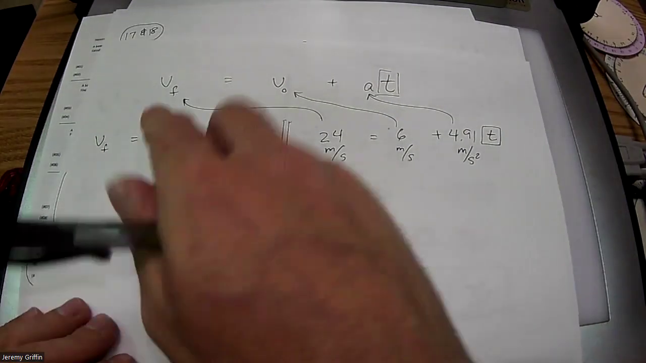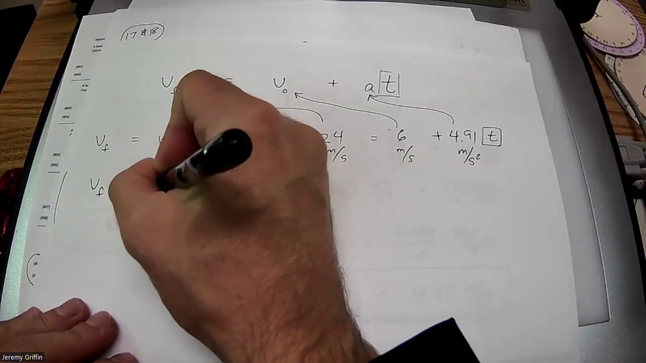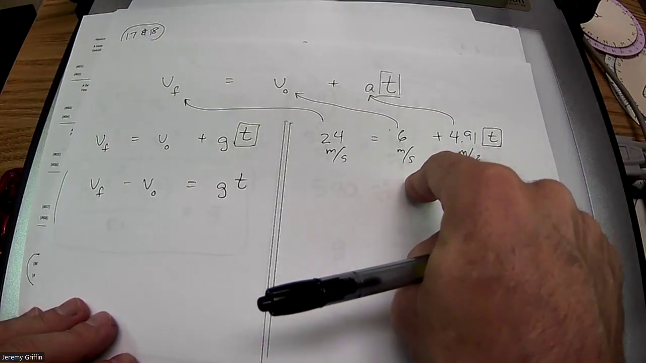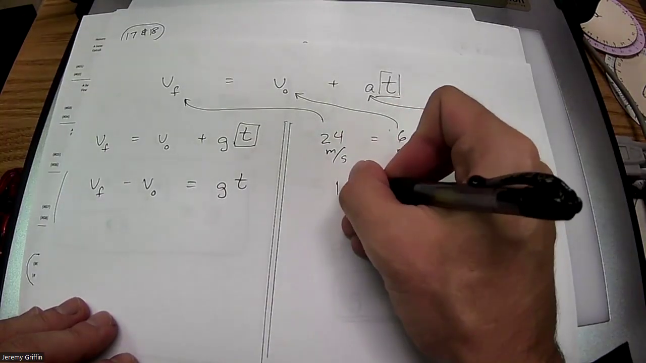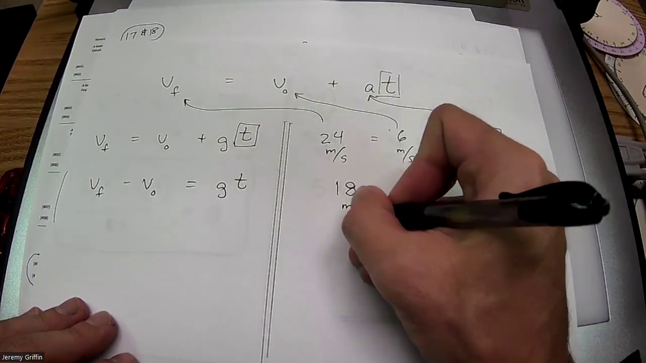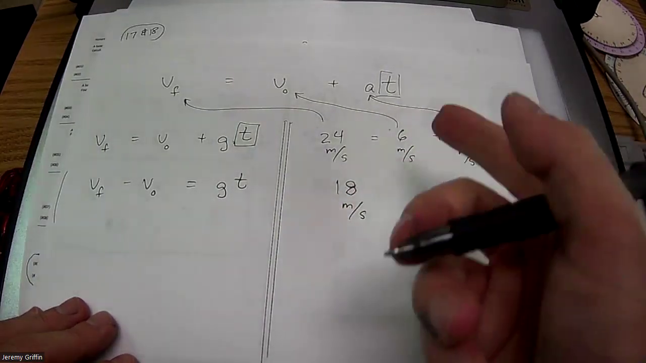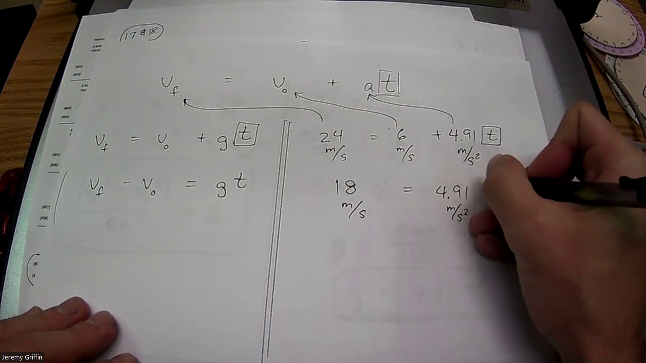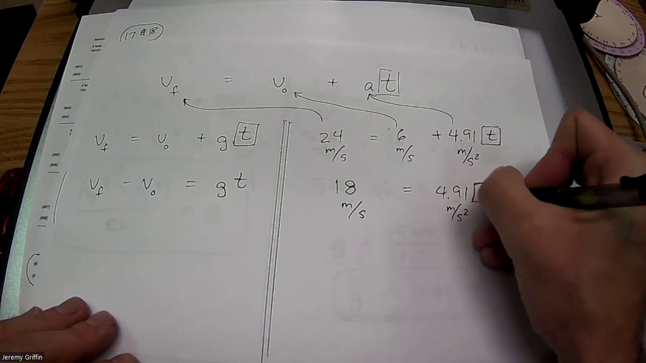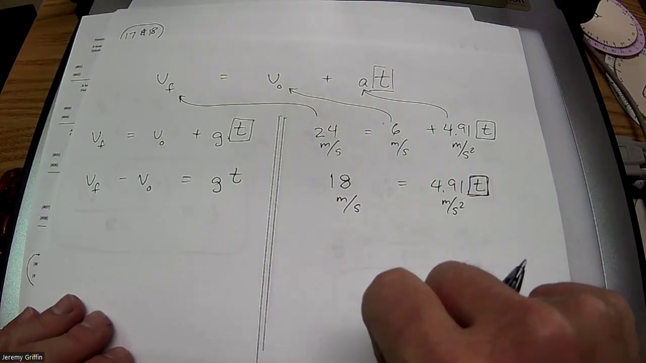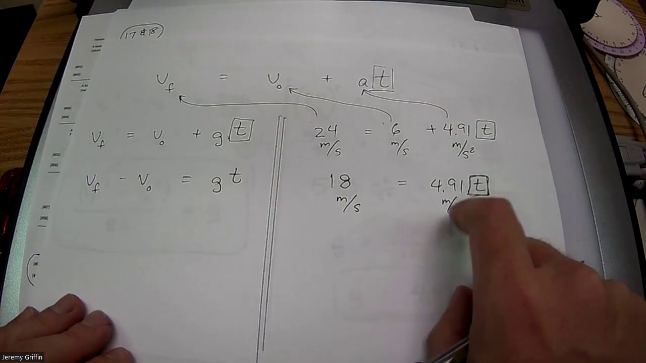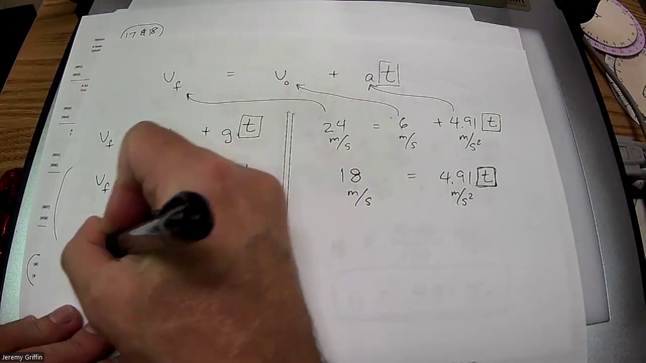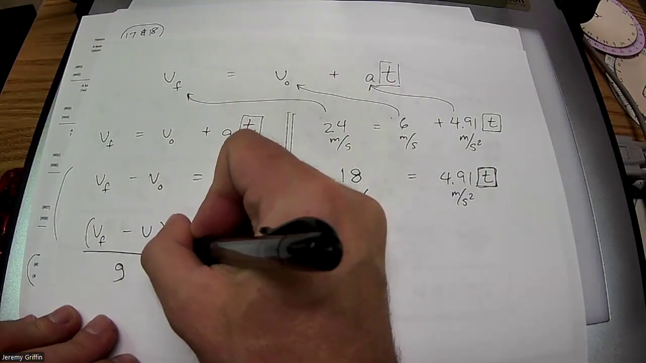In terms of variables, I can subtract over the v naught, and that's gt. In terms of numbers, guys, 24 minus 6, what is that? 18. You guys are getting better and better at algebra, right? You would have subtracted over first. Right, it's 4.91 t. And then what's the next step? Divide down that gravity field. Right, so the general solution is this. This will be the answer for everybody.